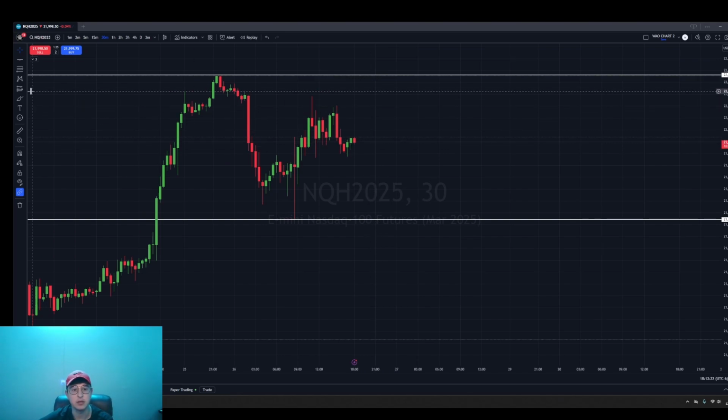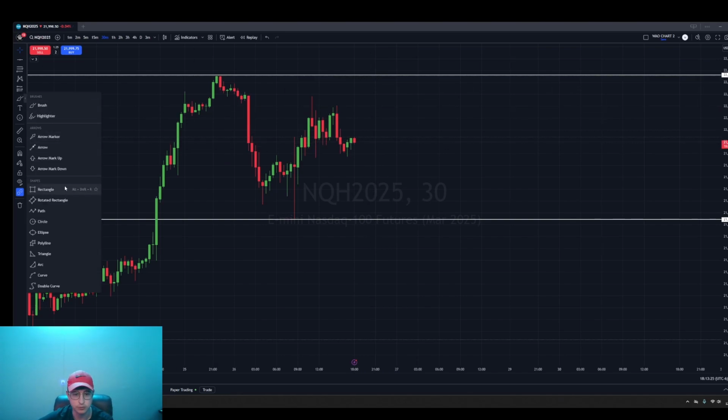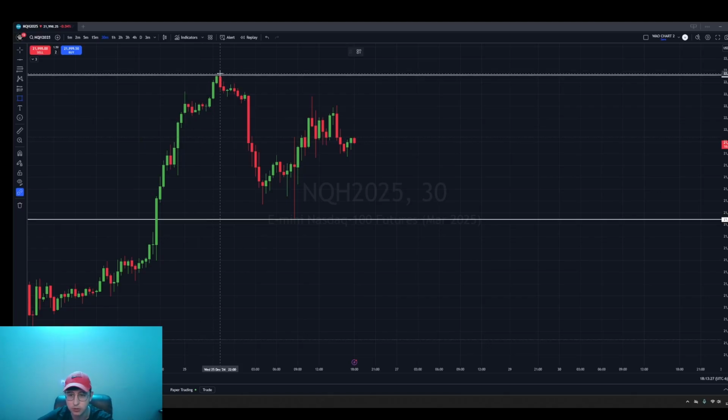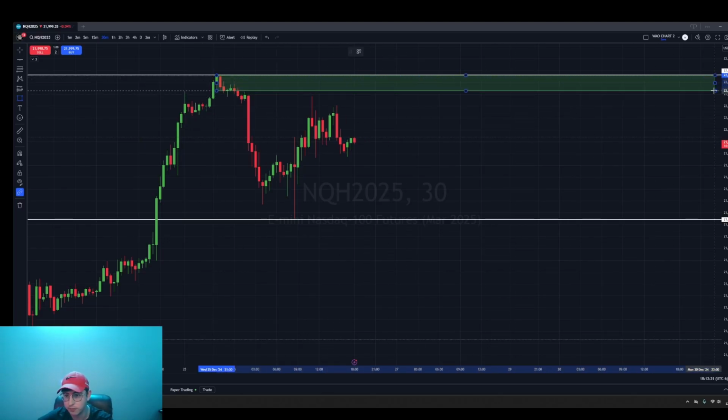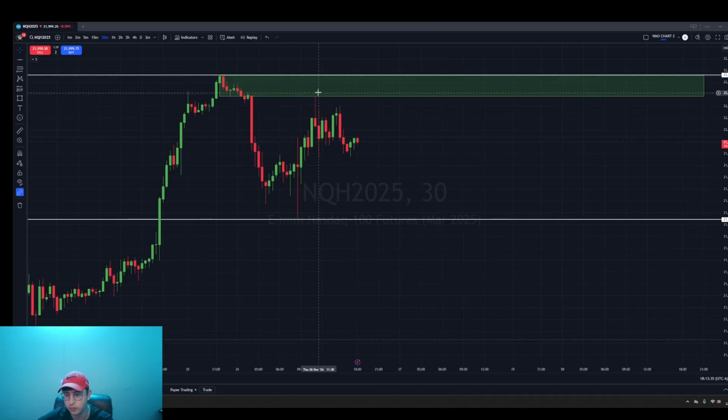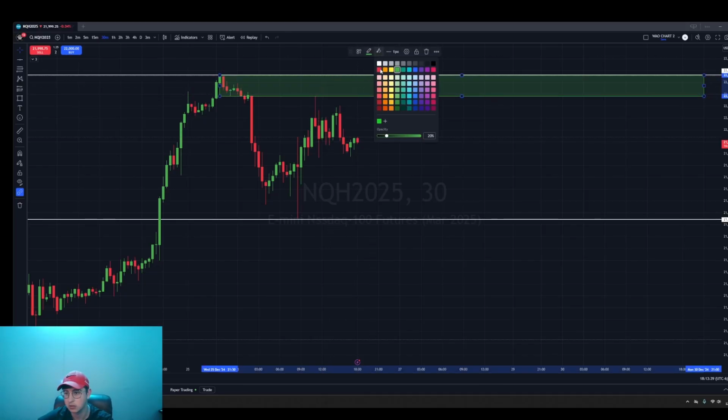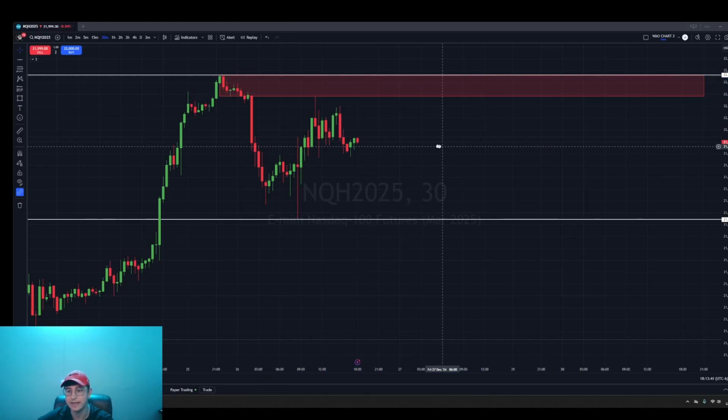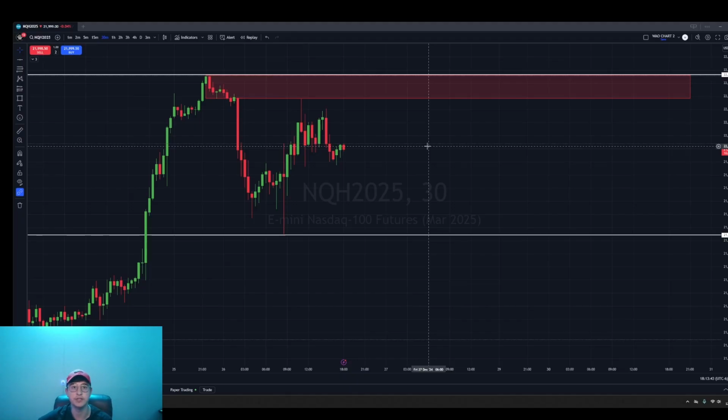And what does that mean? Well, if I go over to my rectangle tool, I'm going to draw a zone. So if I chop the top of this candle to the bottom of here, because we want to get the whole move of when it actually started changing direction, I'm going to make this red, and now this is a zone of resistance. So you guys can see when we come back into this, we fall lower, right? This can help us as a zone.